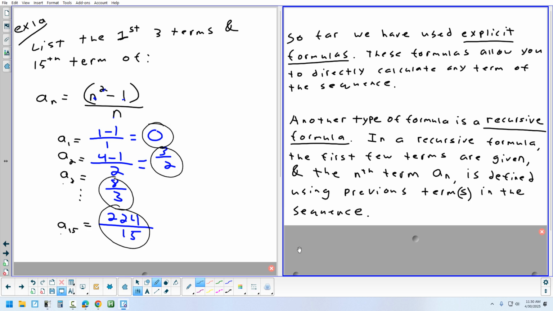Not bad for a computer. You could definitely program a computer with a recursive formula, and it would still be able to find a term pretty quick. But even a computer, if you wanted to find the 10 trillionth term of something very complicated, and the computer had to calculate every single term from the first one to the 10 trillionth one, depending on the complexity, that could take the computer a while to figure out. So explicit formulas are always much more efficient.